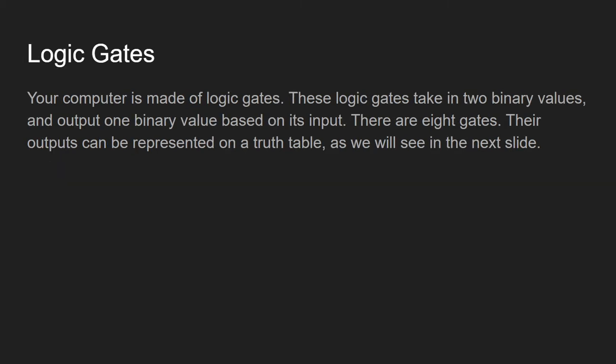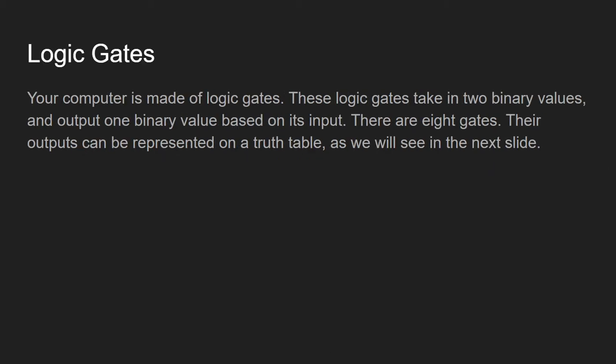So, logic gates. These are the very basics of logic in your computer and how your computer does processing. Logic gates are the building blocks of your computer. Your computer is pretty much made of a bunch of logic gates strung together to process things like addition, subtraction, moving around cells in your memory, and stuff like that.